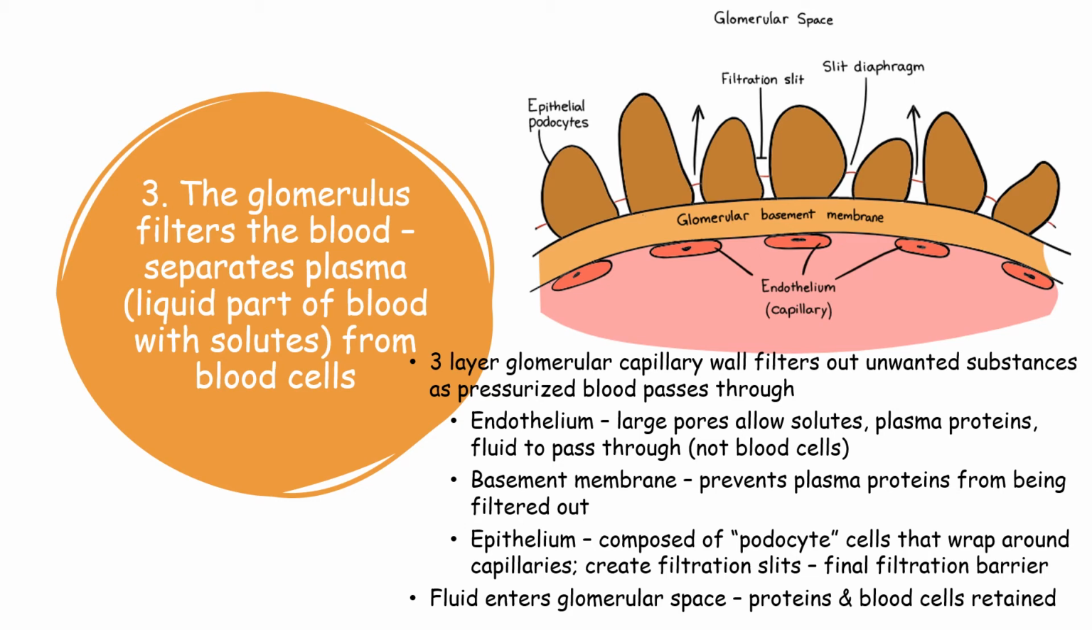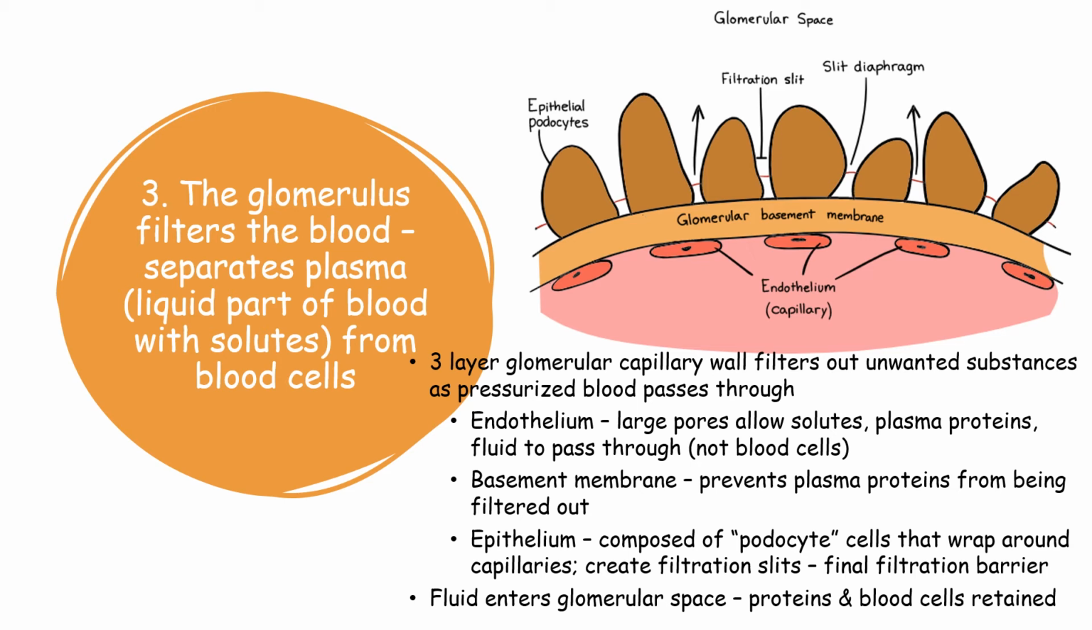The endothelium has large pores, and it lets solutes and plasma proteins and some fluid pass through, but it does not let blood cells pass through. Remember, we want to retain the blood cells within the body. We also have the basement membrane, and it keeps those proteins from escaping because we want to retain our proteins. And finally, the epithelium has these podocyte cells, and they wrap around our capillaries, and they create these little slits called filtration slits, as you can see on this diagram. And that's the final filtration barrier.